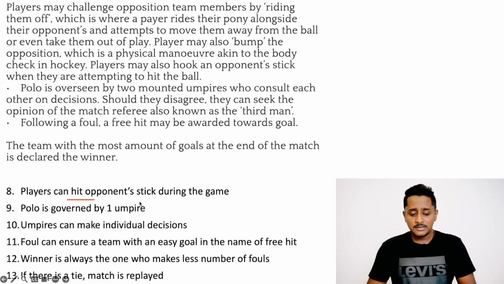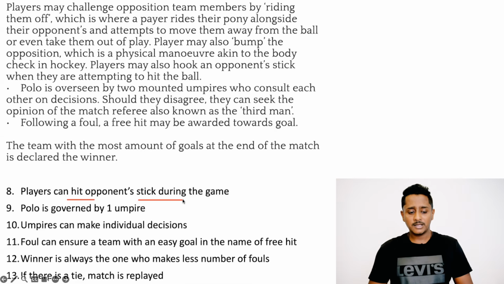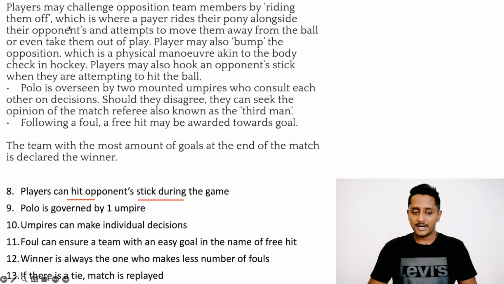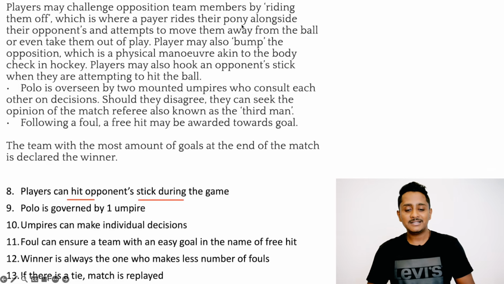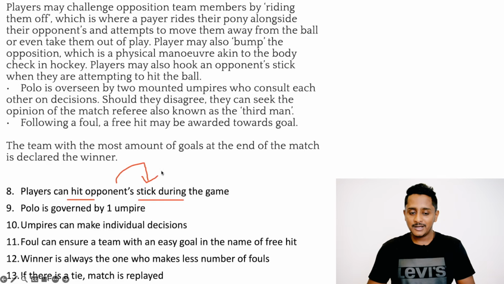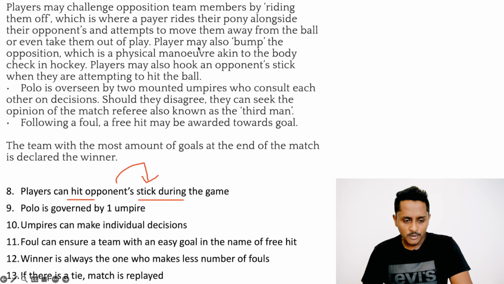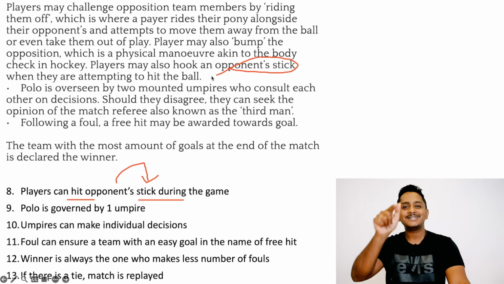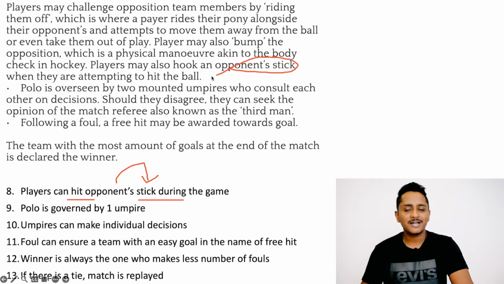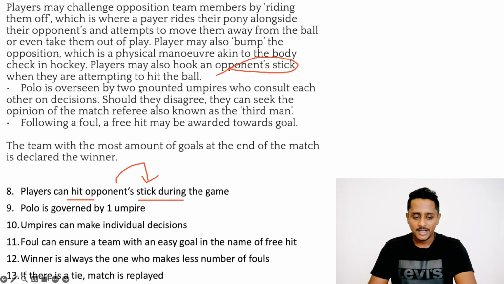Players can hit opponent's stick during the game. Okay, players may challenge the opposition team members by riding them off, which is where a player rides their pony. See, opponent stick, we need that word. Till then, I will not stop. Opponent attempts to move from the ball, also bump the stick. Now, I will start reading. Until then, don't simply start reading the entire thing. Just skim it. Players may also hook an opponent's stick. Hit, hook, almost the same.